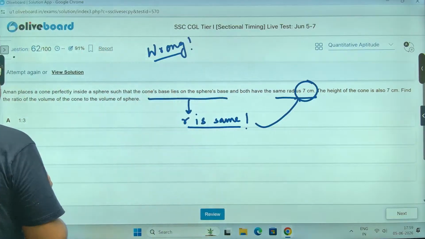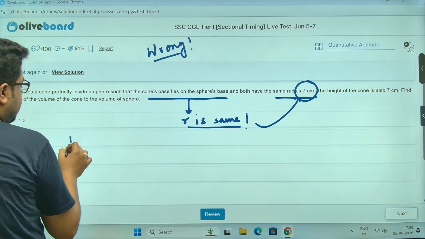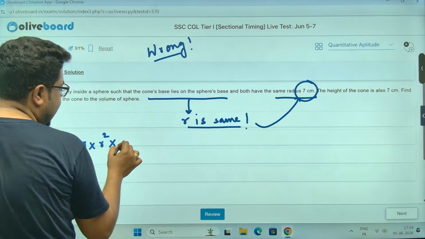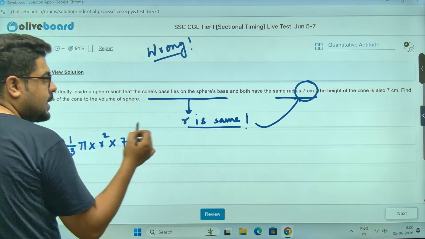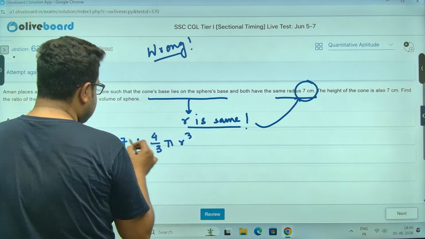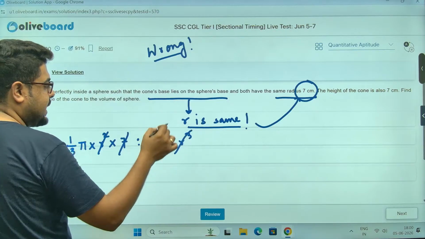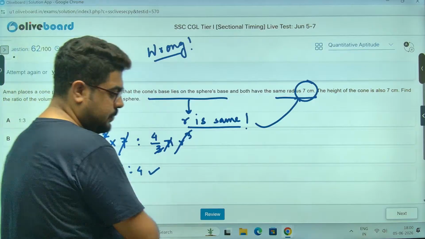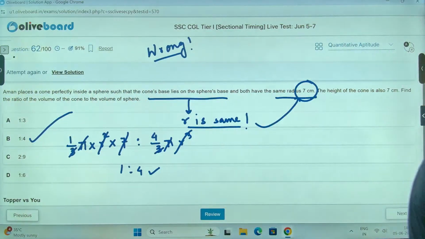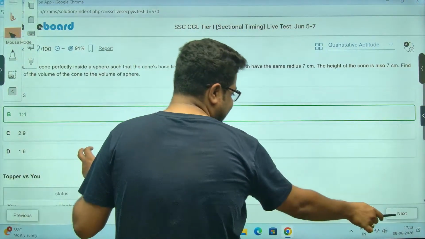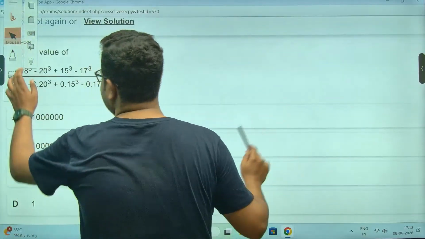Height of the cone is also 7. Okay, sir. Ratio of the volume: for the cone, 1 by 3 pi R square H, and R and H are 7. And for the sphere, 4 by 3 pi R cube, this is also 7, 7, 7. Everything cancels. Pi cancels, 3 cancels. 1:4 will be the answer, which is option B. But again, technically this question does not make any sense. Nobody can draw the diagram. Next one, please.